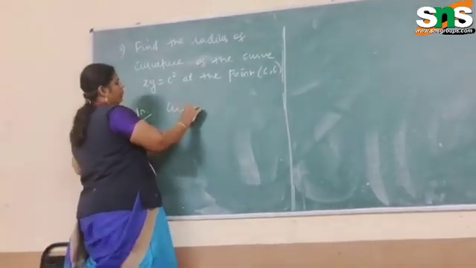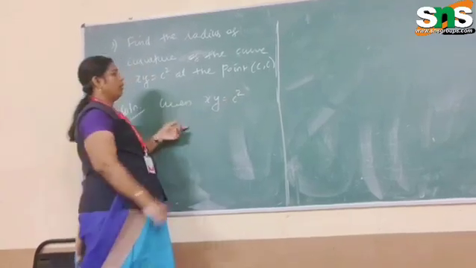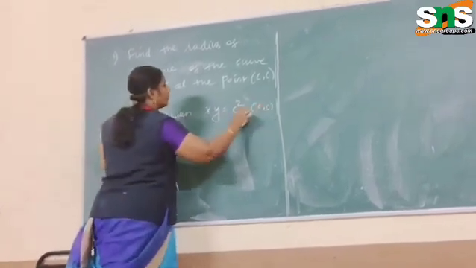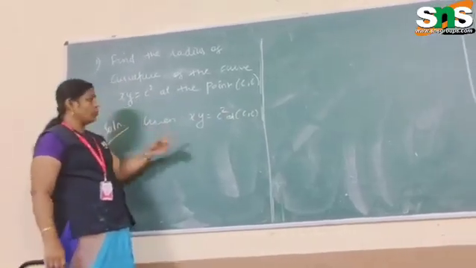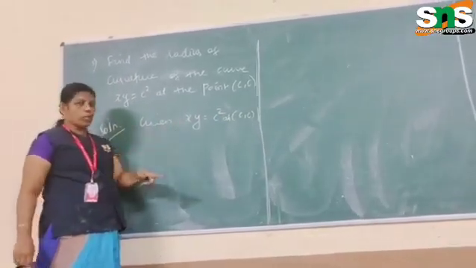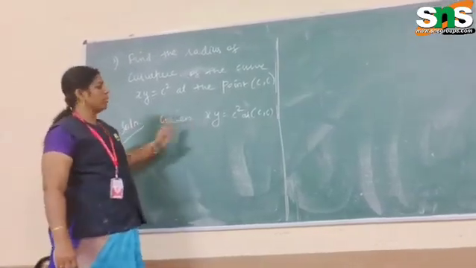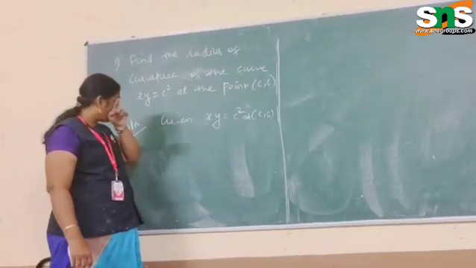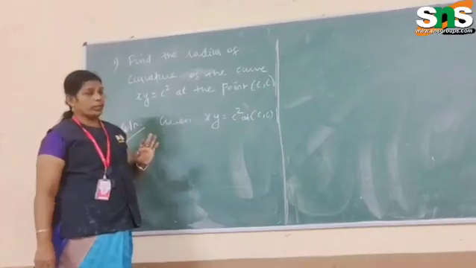What is given? xy equal to c square at the point c comma c. First, we have to find y1, then y2, that is dy by dx and d square y by dx square, and then substitute in the radius of curvature formula. Okay, here the given problem is xy equal to c square.